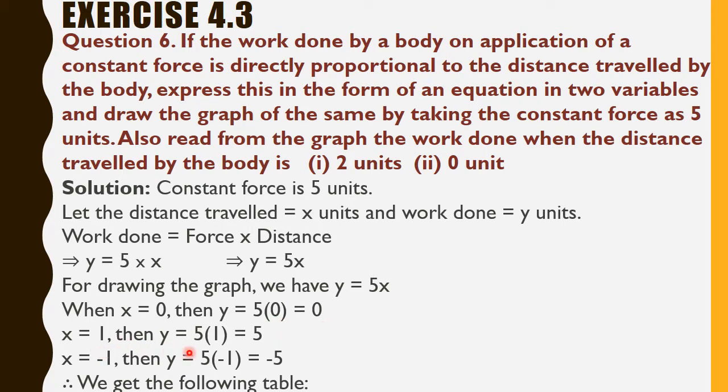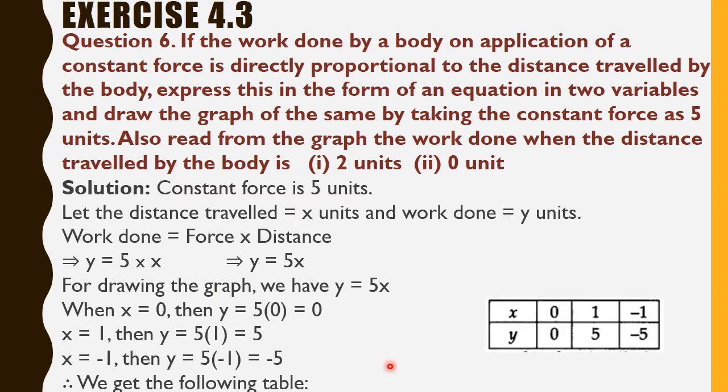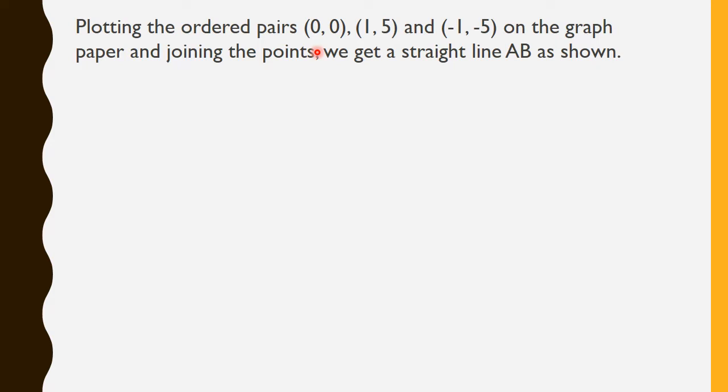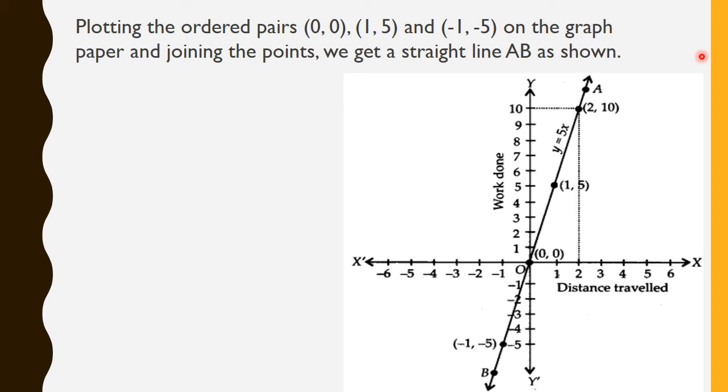For x equals 1, we get y equals 5 into 1, that is equal to 5. And for x equals minus 1, we get y equals 5 into minus 1, that is equal to minus 5. Therefore, we can write these values in tabular form like this: 0, 0; 1, 5; and minus 1, minus 5. Now, we can write down those values as ordered pairs. So (0, 0), (1, 5) and (minus 1, minus 5) are the points which will lie on the straight line y equals 5x. So when we plot it on the graph, it will look something like this.